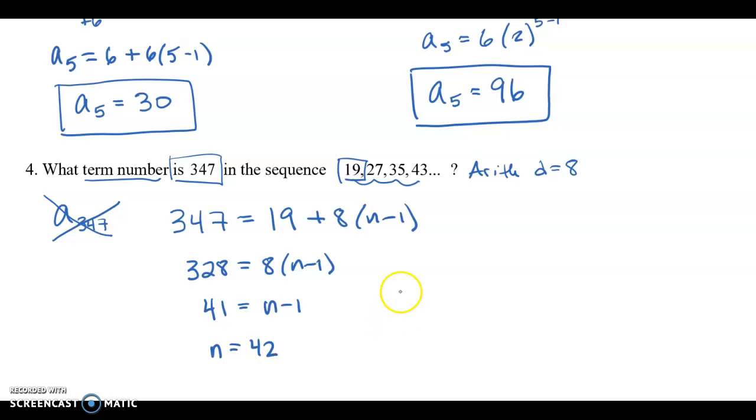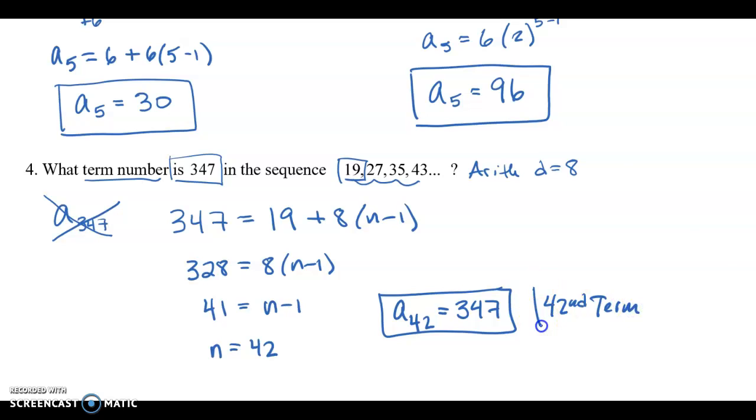So what should your answer be? I think you'd be fine if you said a sub 42 equals 347. That could be your answer. Or your answer could just be like the 42nd term. If you're really answering the question that's being asked, what term number is it? It's the 42nd term.